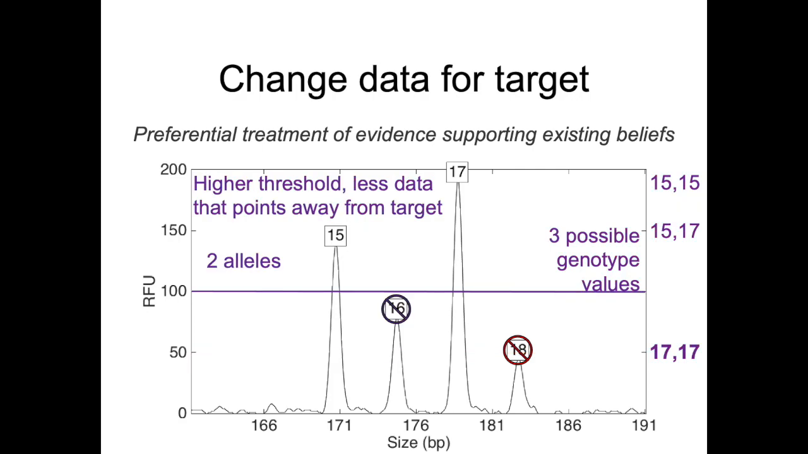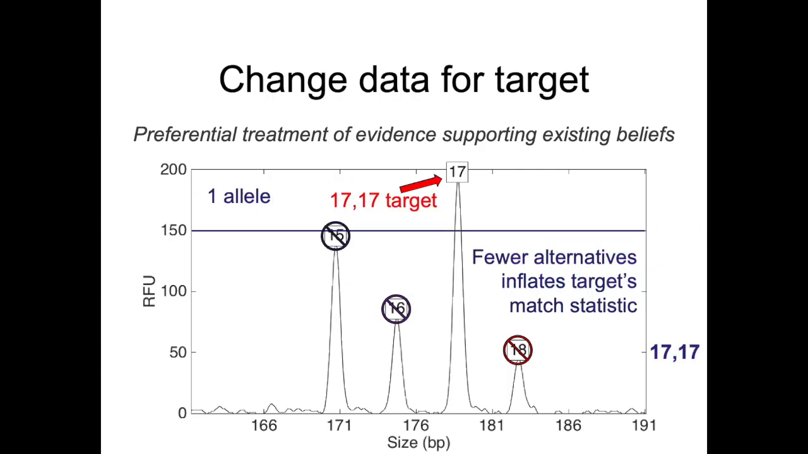Raising the arbitrary threshold higher to 100 RFU removes even more data that points away from the target. Now both alleles 16 and 18 are gone. There are only 2 alleles left, 15 and 17, and there are only 3 possible pairings of genotype values as shown on the right. Now the 17-17 target looks even more likely, being one of 3 possibilities.